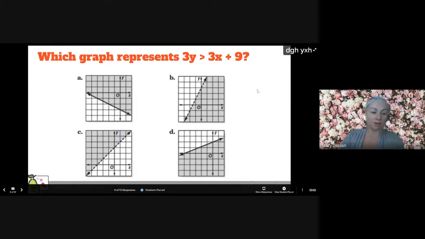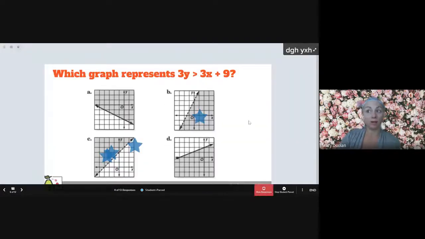3y is greater than 3x plus 9. There's lots of ways to go about trying to figure out which one matches this. You can look at the symbol that you have. In this case, it's greater than, does not include the or equal to. So this tells me it has to be a dashed line. That's good. Look at the stars that we have. The 4 of you that responded are on the 2 possibilities so far. It can't be A or D because those are solid lines.